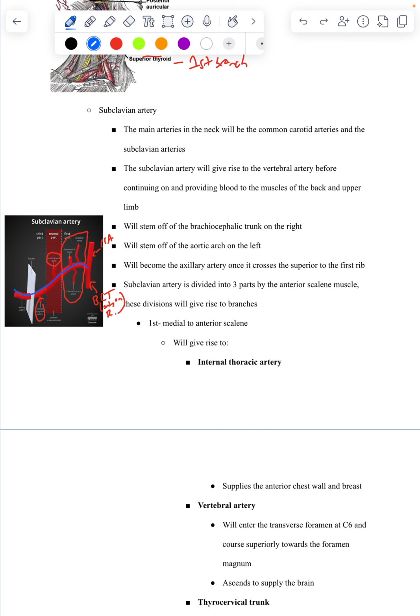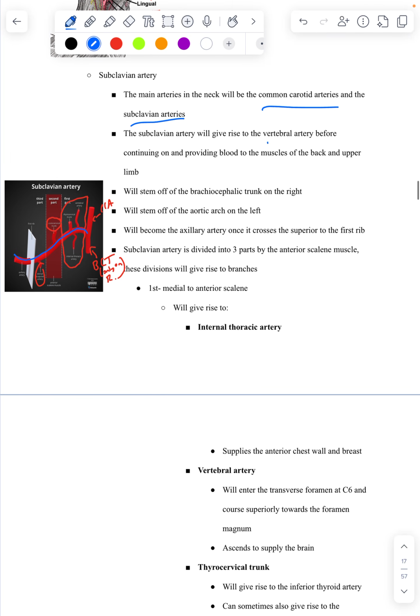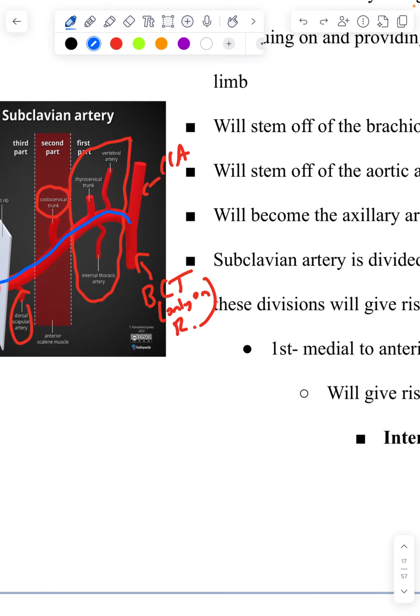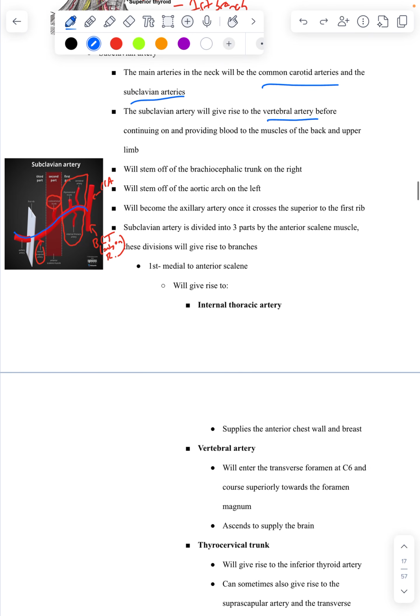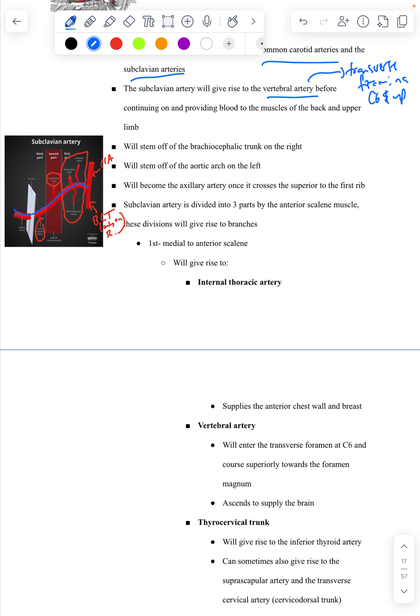Subclavian artery, main arteries in the neck are your common carotid, subclavian, whatever. Subclavian artery gives rise to the vertebral artery, which we can see right here. Remember, this is the artery that goes through the transverse foramina of C6 and up. This was like first exam stuff. And then this was also like in lab stuff, because the main arteries in the lab stuff are vertebral, basilar, and internal carotid, all the way up in the brain.